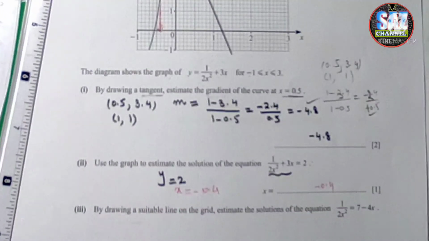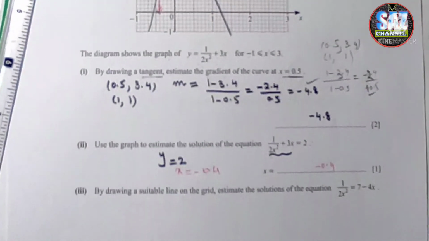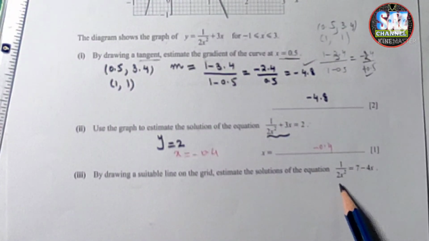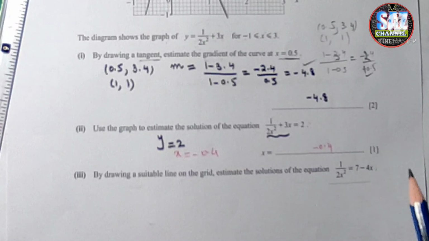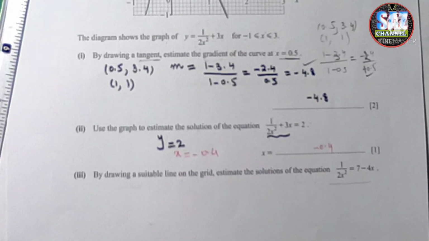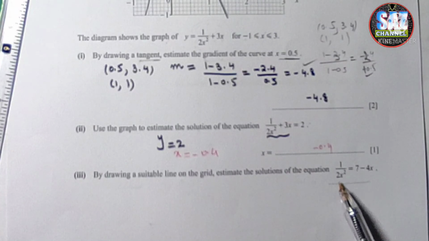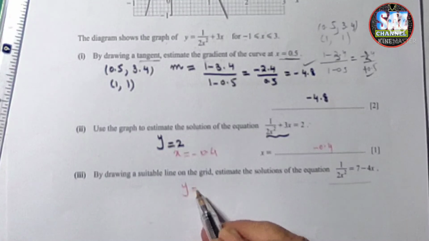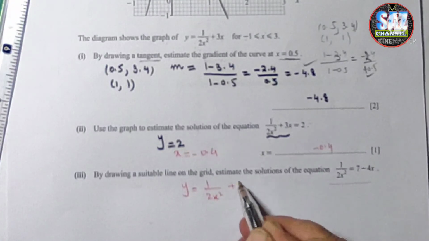Moving to the next part, and it says that by drawing the suitable line on the grid, estimate the solution of the equation 1 over 2x square equals to 7 minus 4x. Again, the method is same, that what we have to do, we have to first create the given equation which is given at the top in the question, and the given equation is 1/2x square plus 3x.